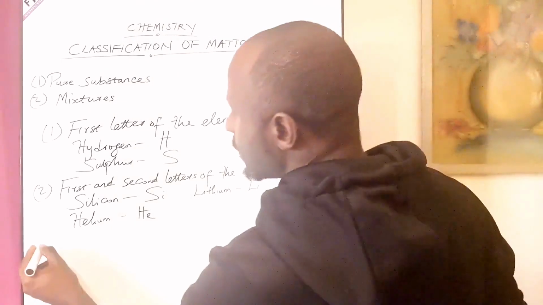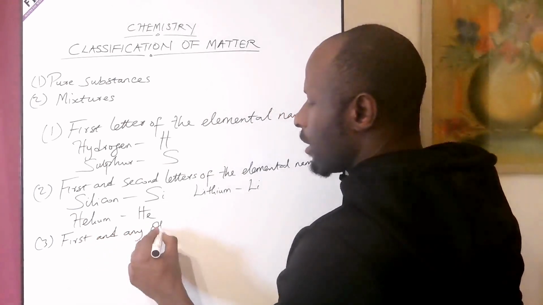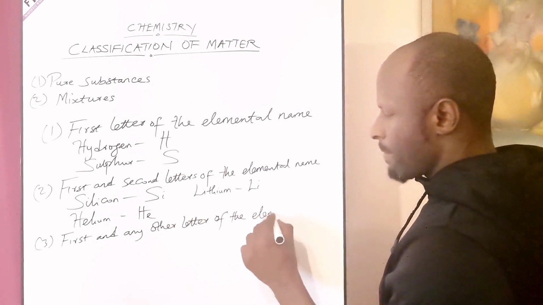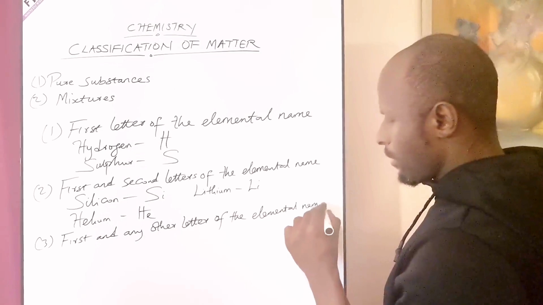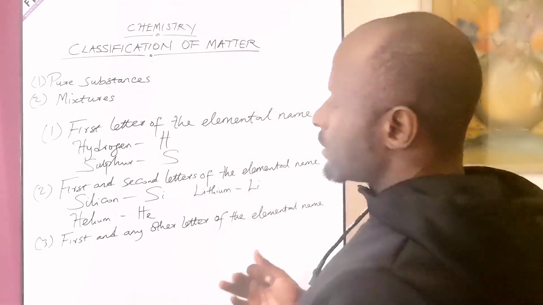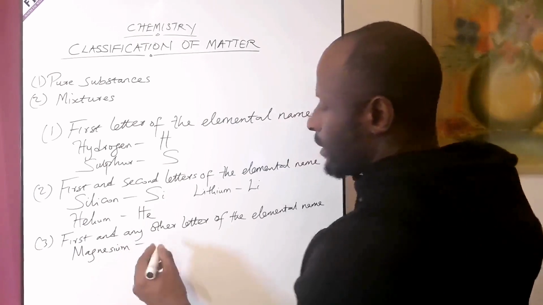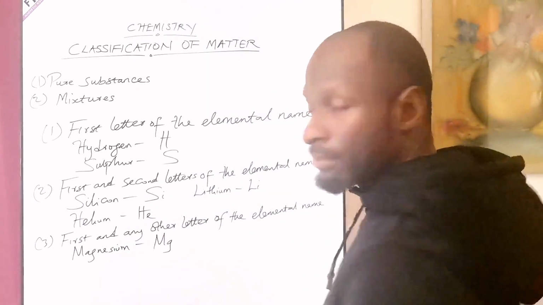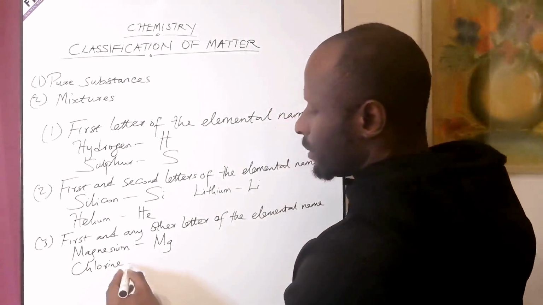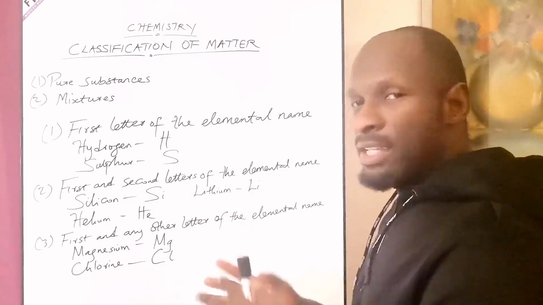Okay? So, number 3, we can say the first and any other letter of the elemental name. Let's give an example. We have magnesium. Magnesium is represented using letters Mg. We also have chlorine, represented by capital letter C and small letter l. So you can see how it is. These are 3 examples, okay?